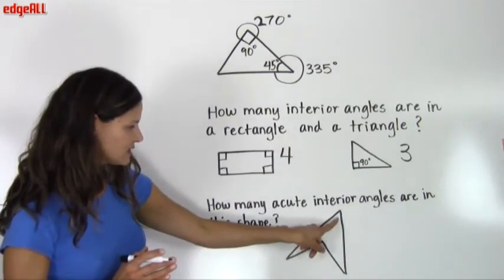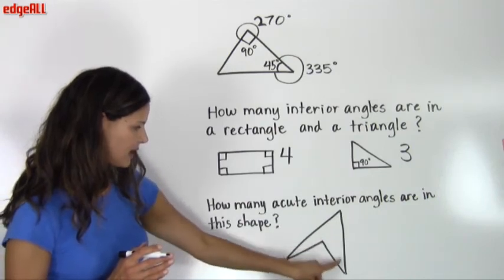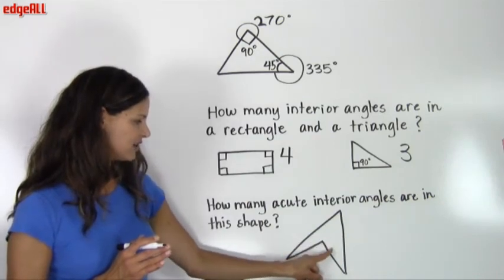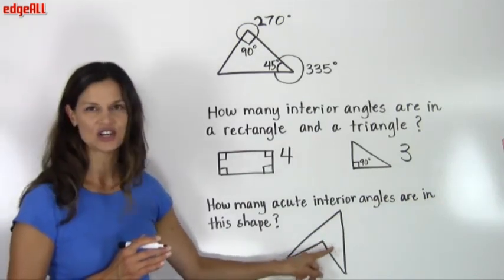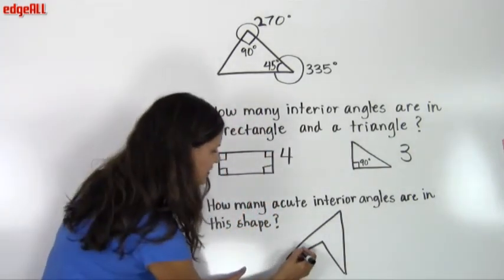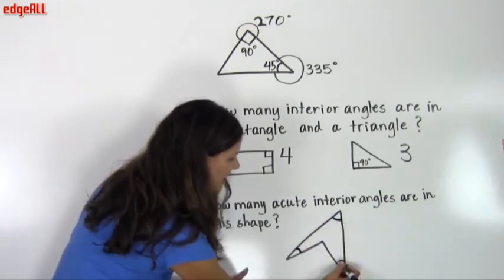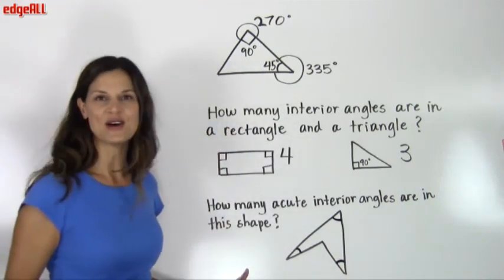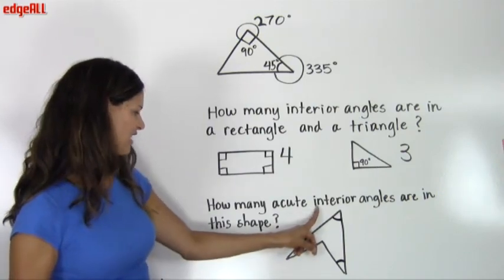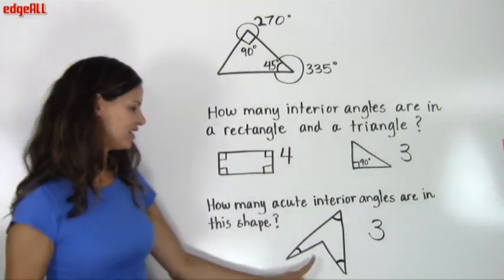So let's see here. First of all, our shape has 1, 2, 3, 4 interior angles in it. However, this interior angle here is larger than 90 degrees. It swings bigger than 90 degrees. These 3 here, one here in this corner, one here in this corner, and one angle made here, all 3 of those are acute. They're all smaller than 90 degrees, and they're interior angles. So this shape has 3 acute interior angles in it.